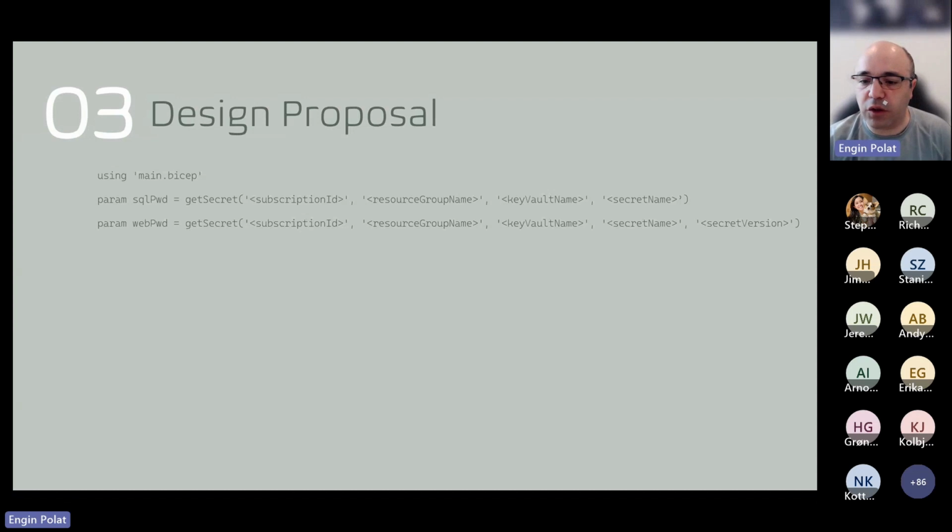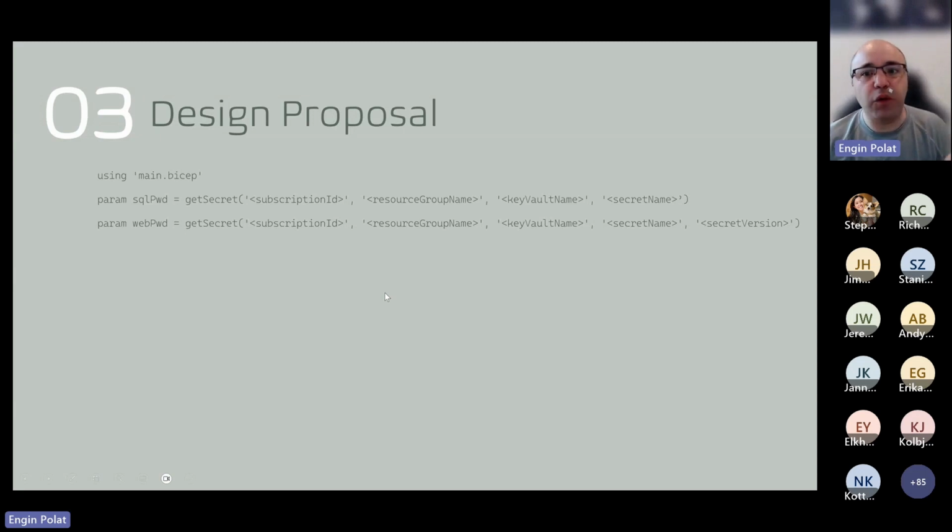And since the deployment's authorization context has access to the key vault, the Azure ARM backend, when it receives your deployment, can access the secret value at deployment time and use it to populate the parameter. And we can use this parameter with any resource we want, like these SQL password or web password parameters. We can use those parameters to populate any field in any resource we want. Basically, they are just other parameters.